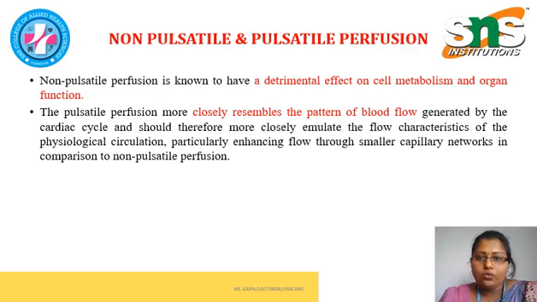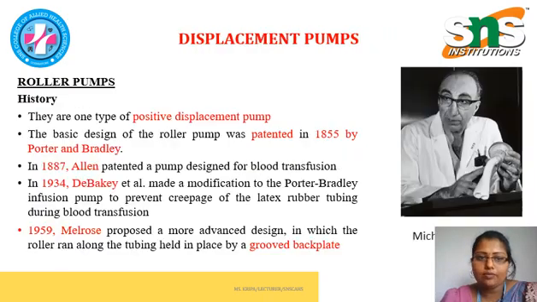And there are two types of perfusion, non-pulsatile and pulsatile perfusion. Non-pulsatile perfusion is known to have a detrimental effect on cell metabolism and organ function. The pulsatile perfusion more closely resembles the pattern of blood flow generated by the cardiac cycle and should therefore more closely emulate the flow characteristics of physiological circulation.